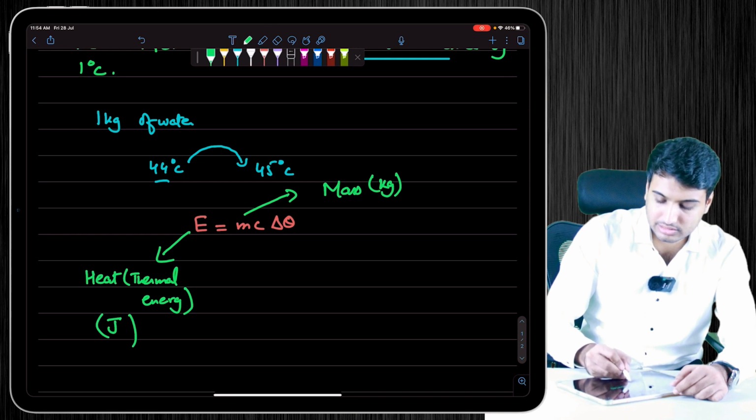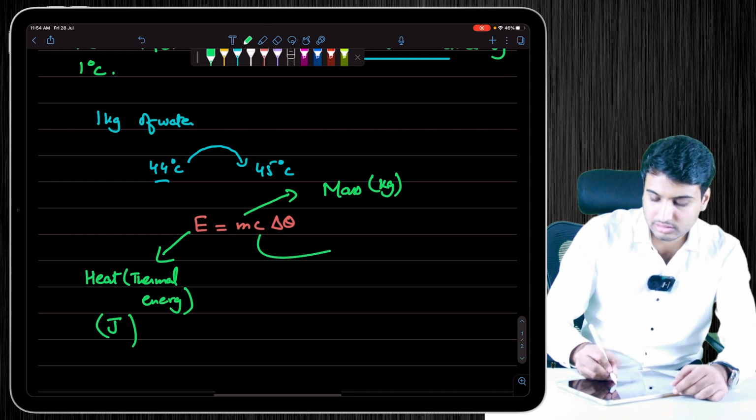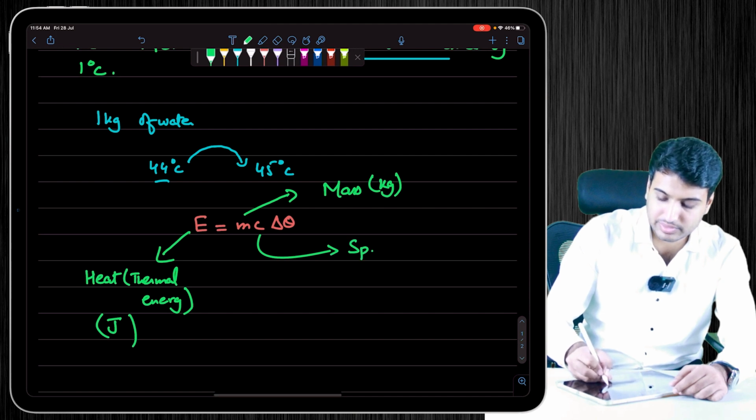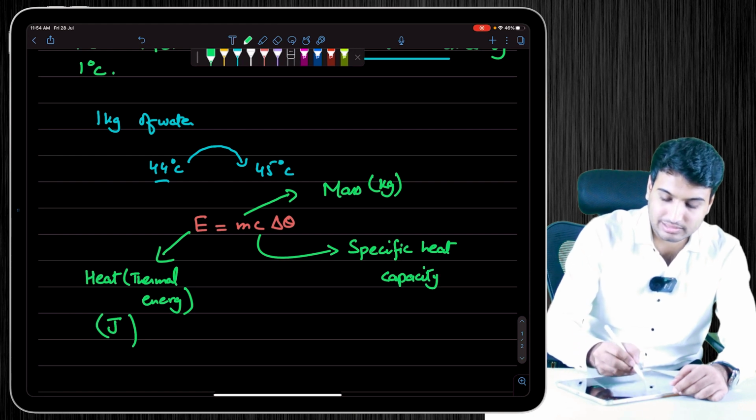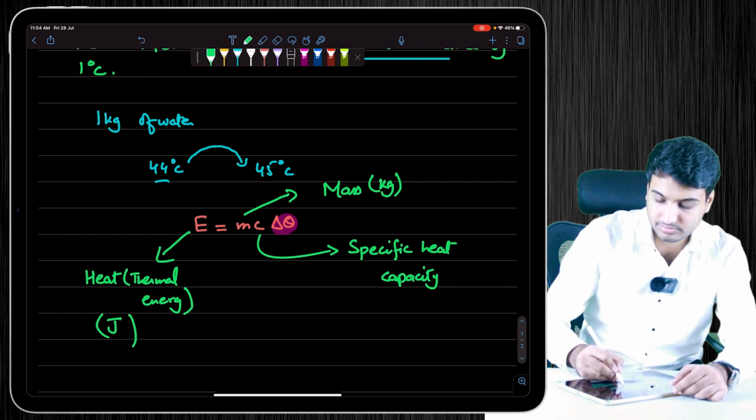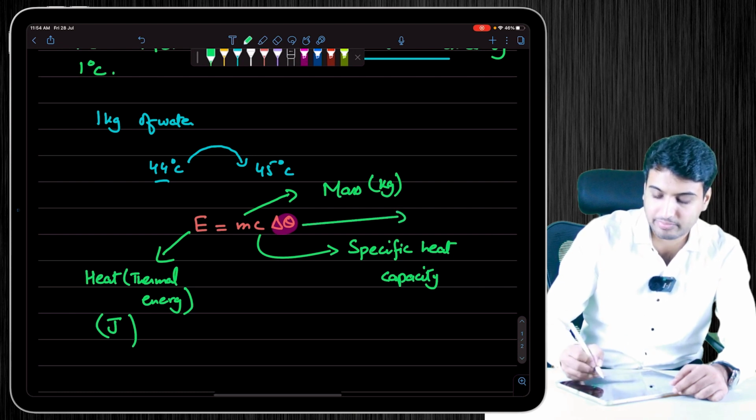c represents specific heat capacity. Small c represents specific heat capacity. Whereas delta theta represents change in temperature.